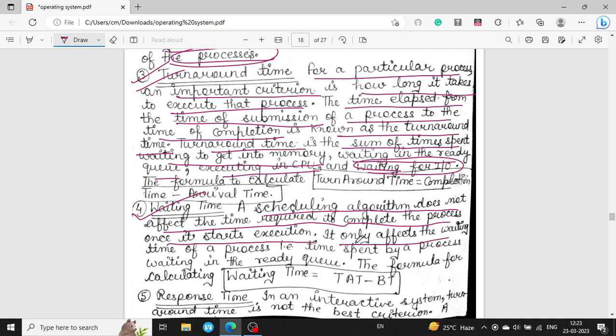It only affects the waiting time of a process, which is the time spent by a process waiting in the ready queue. And the formula for this: waiting time is equal to turnaround time minus burst time of CPU. Now next is response time. What is response time?